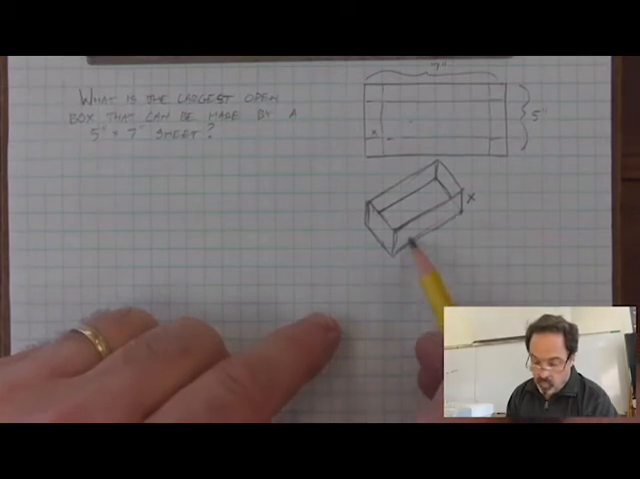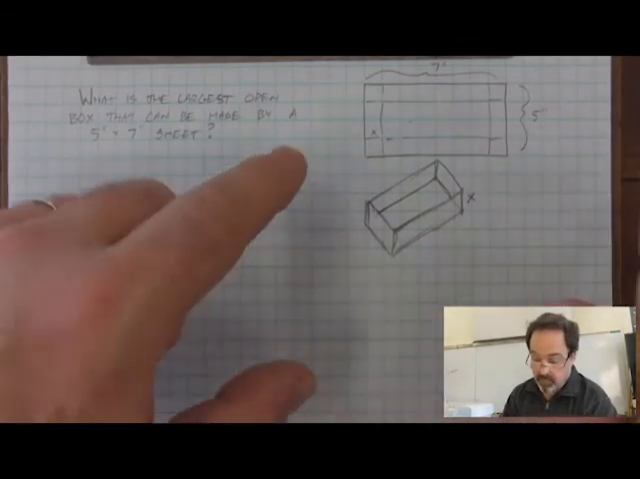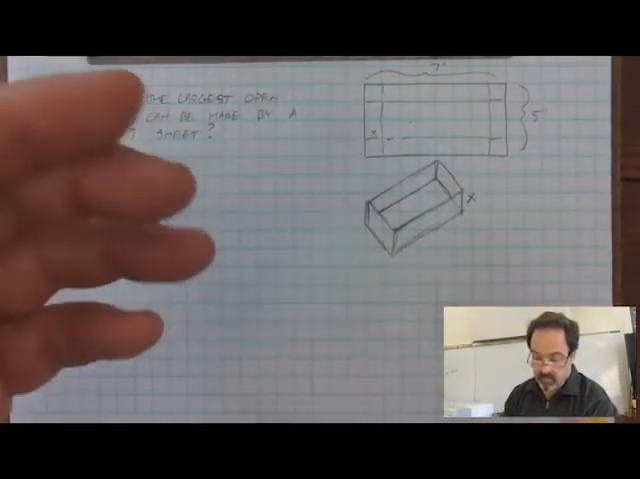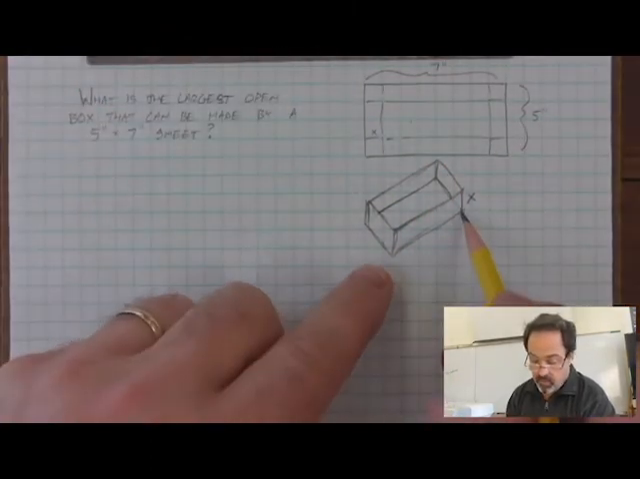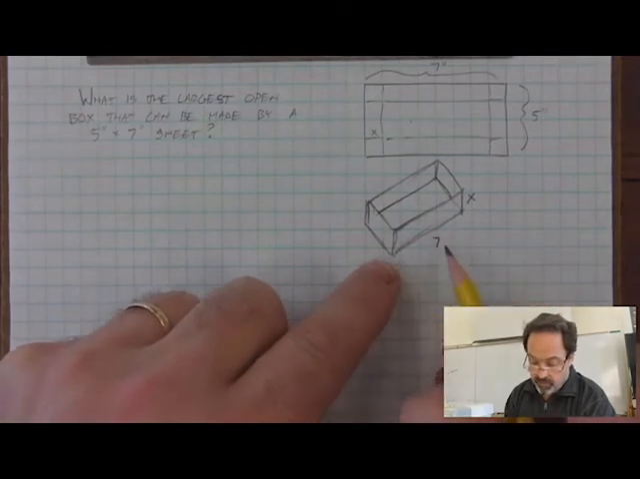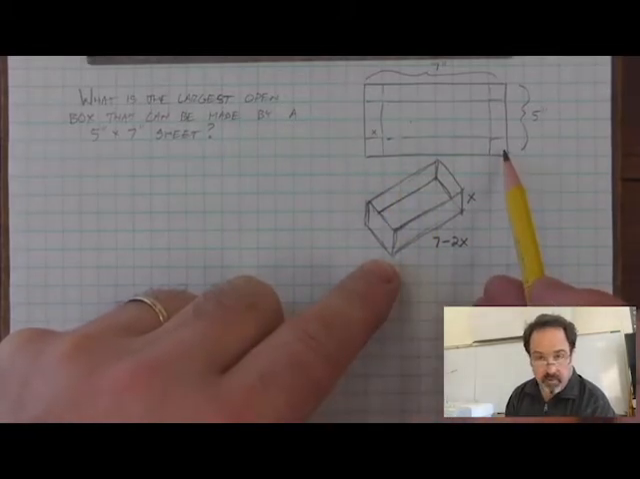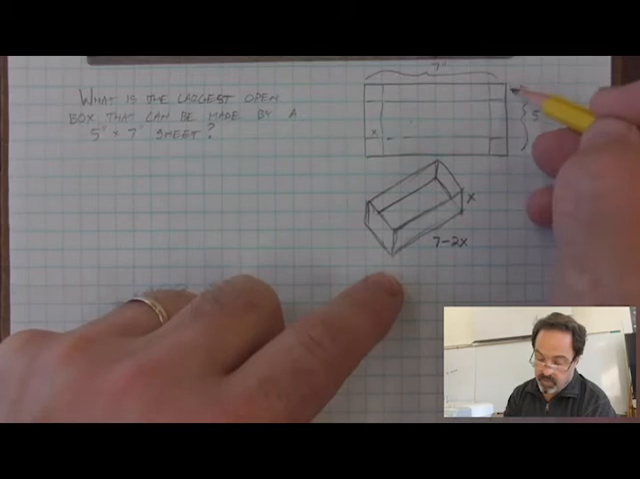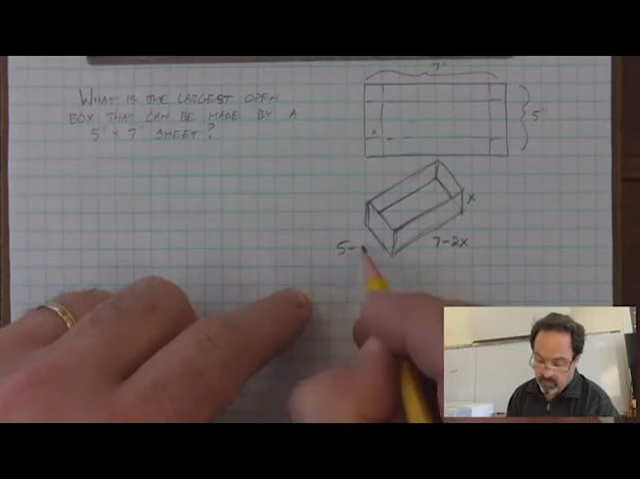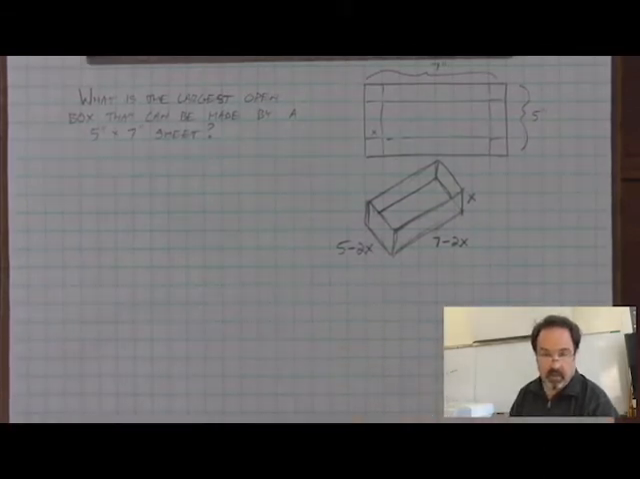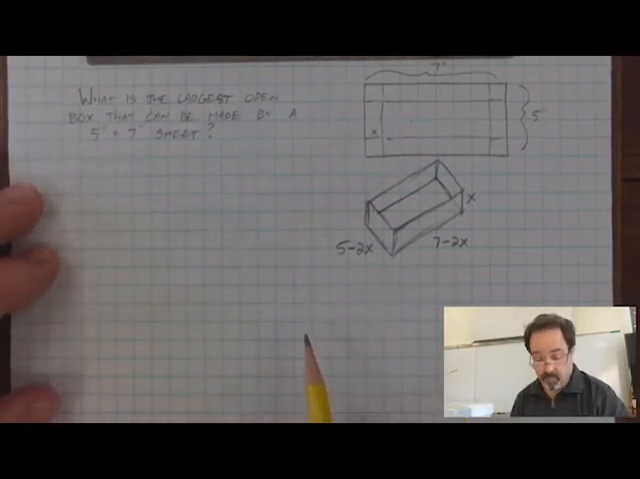The length of this box is the longest dimension of the sheet after 2 x measures have been reduced because the flaps have been folded up. So this length here is the full 7 inches minus 2 cuts that have been made from each side. Similarly, what we could call the width of the box was 5 minus 2 cuts of x from both sides.